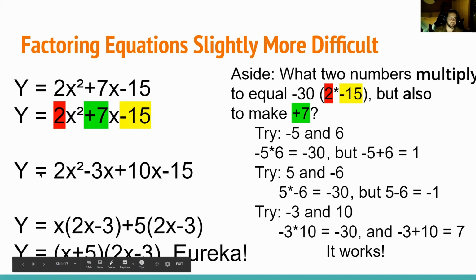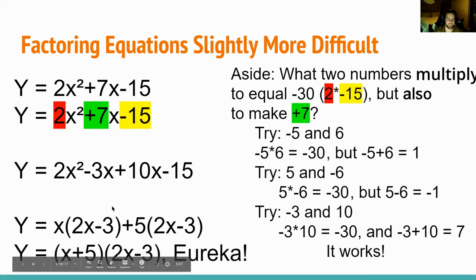We can try to expand that now. So we can have y equals 2x squared minus 3x plus 10x minus 15. And that's just positive 7x expanded out, right? Because we have negative 3x, and we also have plus 10x. And then negative 15 just stays the same. Factoring out that x again, and in this case, we factored out the 5. So x(2x minus 3) plus 5(2x minus 3). So then we have y equals (x plus 5)(2x minus 3). And I have eureka here, so it's pretty satisfying once you get that.